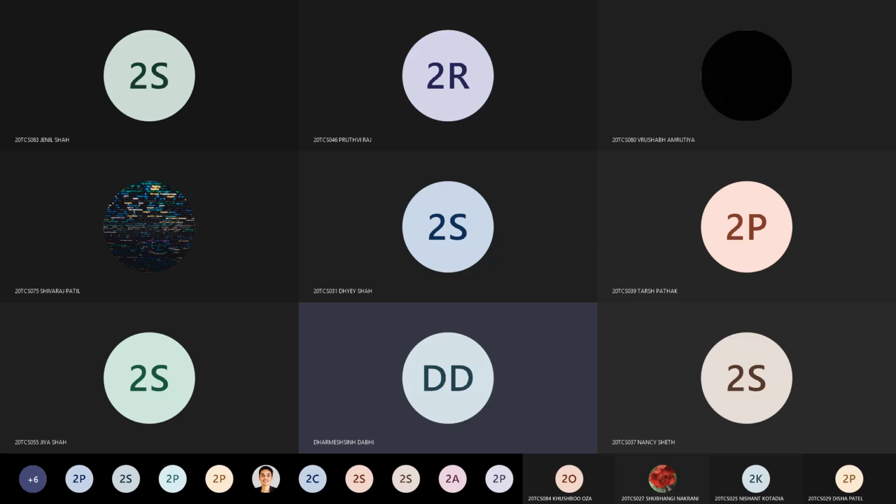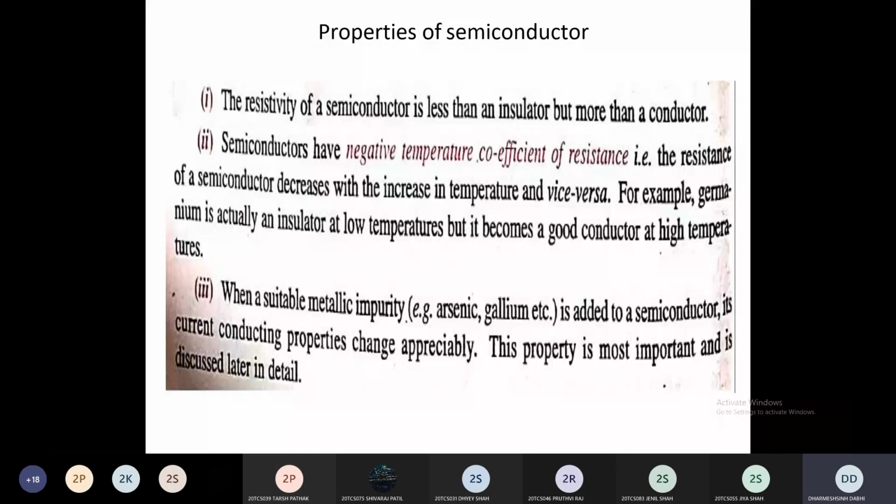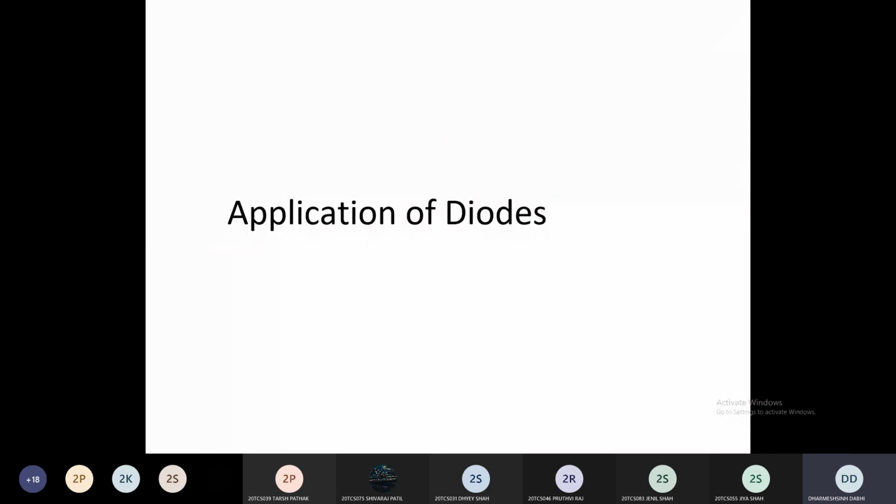So last lecture we started this chapter, basic electronics. We first understood what a semiconductor material is and what its characteristics are, and then we saw the construction of the diode, how the diode works, and then the VI characteristic of the diode, how it is operated in forward bias mode and how it is operated in reverse bias mode.